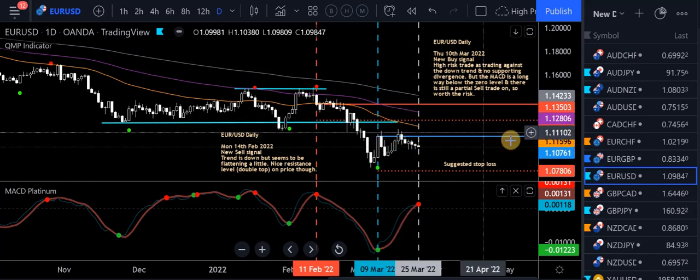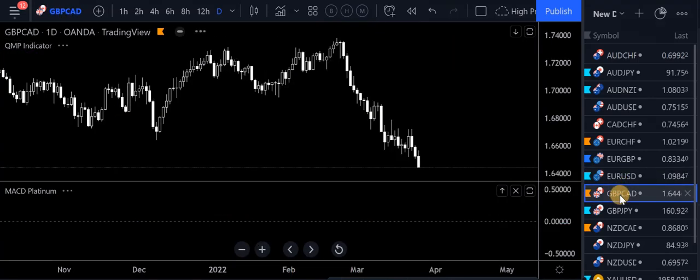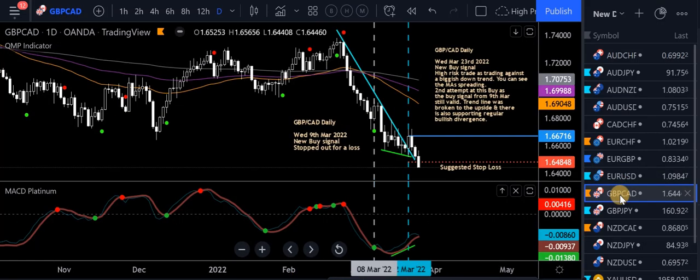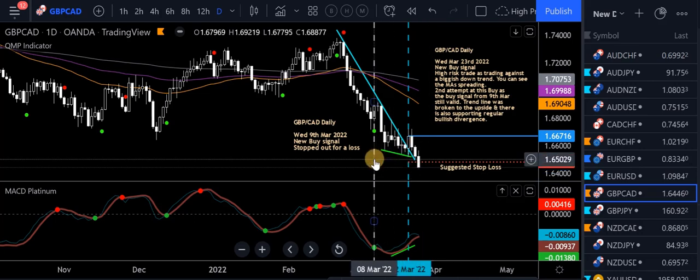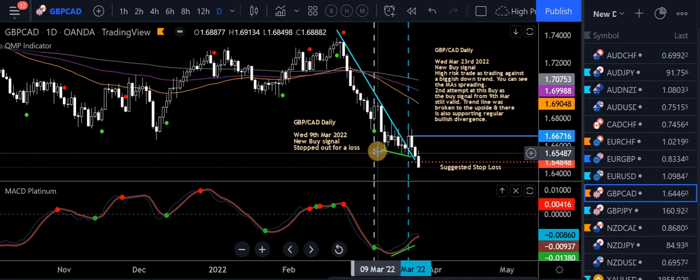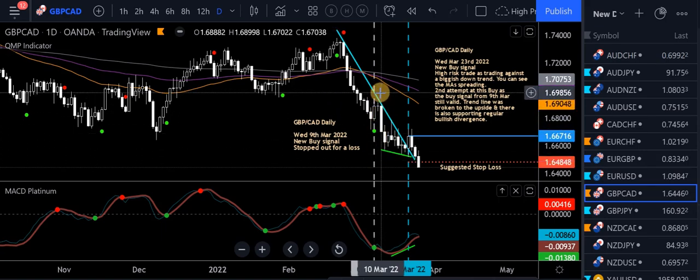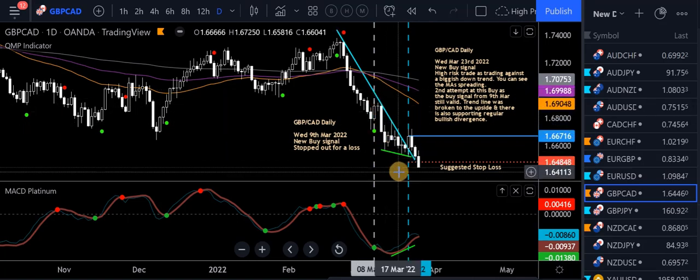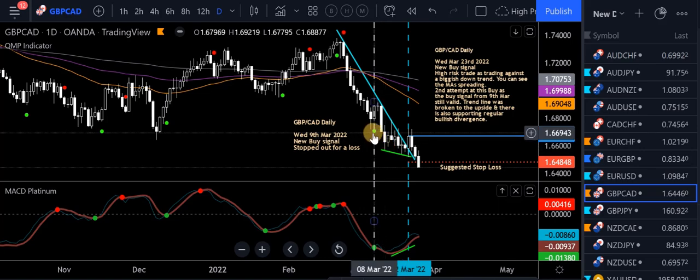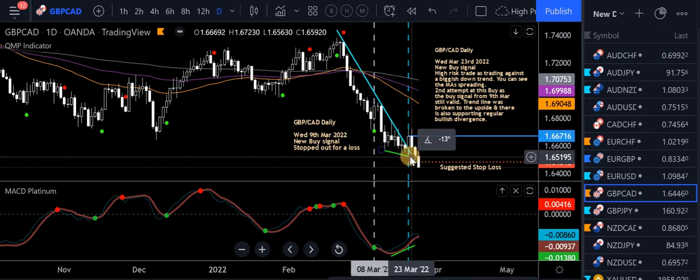Pound CAD, highlighted in orange. Something happened here. Yeah, got stopped out again, so we're taking 2 losses. The original buy was on Wednesday here, the 9th of March, the open of the next candle, sorry. So, 9th of March, took a buy there. It was stopped out. The buy signal's still valid. There's a green dot. There's been no red dot.